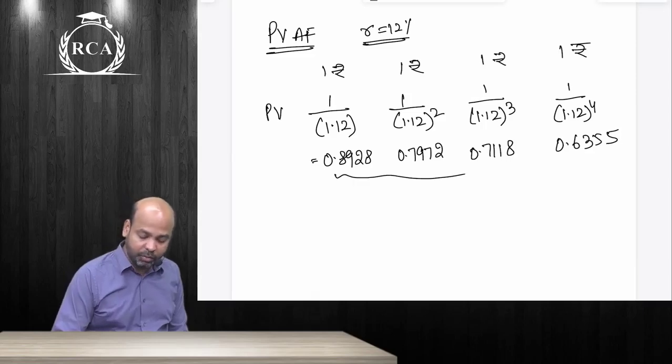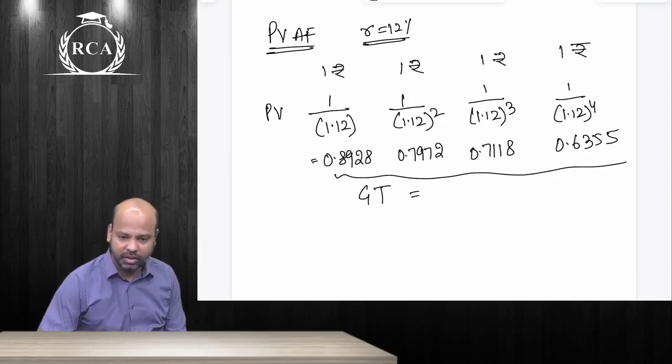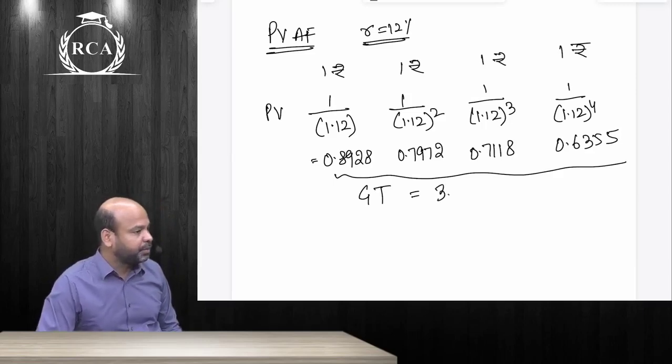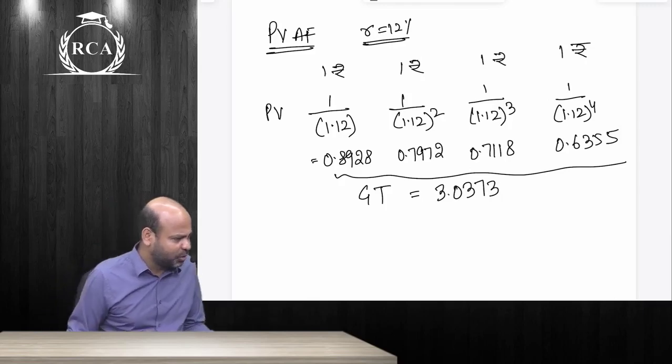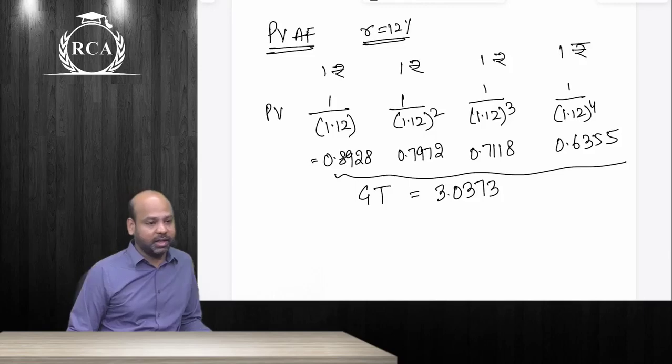If you add up all of these values, this is where you press GT, in case you have GT on your calculator. You will get the sum total of all of this: 3.037. A little bit up or down is fine. 3.0373 is your annuity factor.